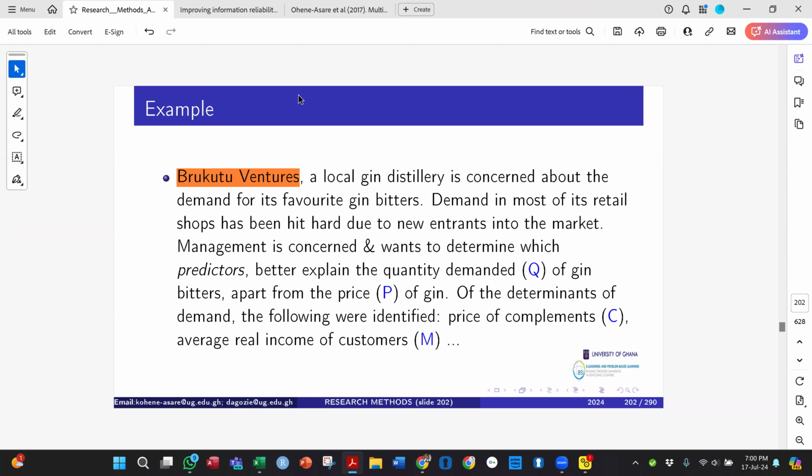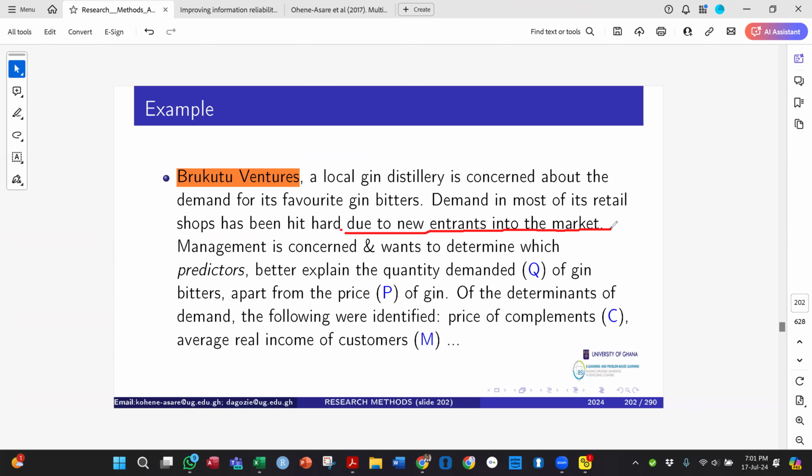Burkutu is a local gin distillery. It's concerned about the demand for its favorite gin bitters. Why? Because quite recently, it's been hard hit by competition. New entrants into the market are changing things. So management are very worried.